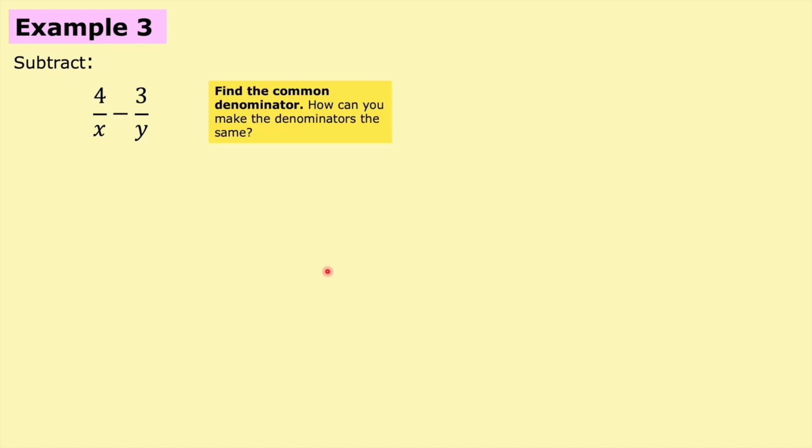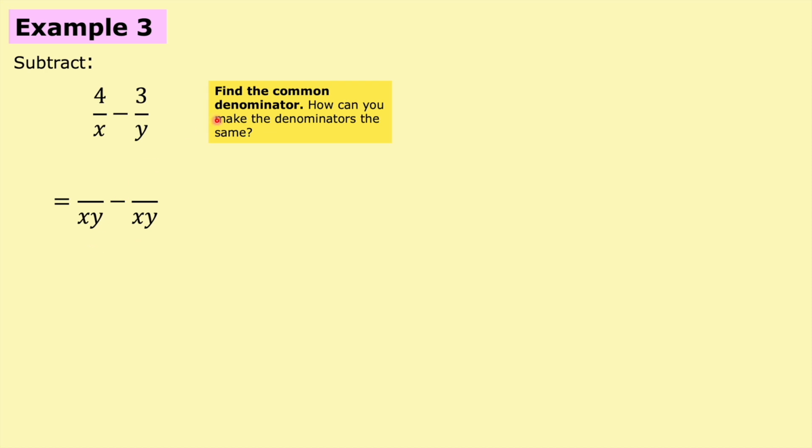In this case, it won't really help us to think of our times tables, but I tend to think about, well, how can I make these denominators the same? What can I times these 2 denominators by to make them exactly the same? Well, I could times the x by y and the y by x, and our denominator could be xy. So that's what we're going to use.